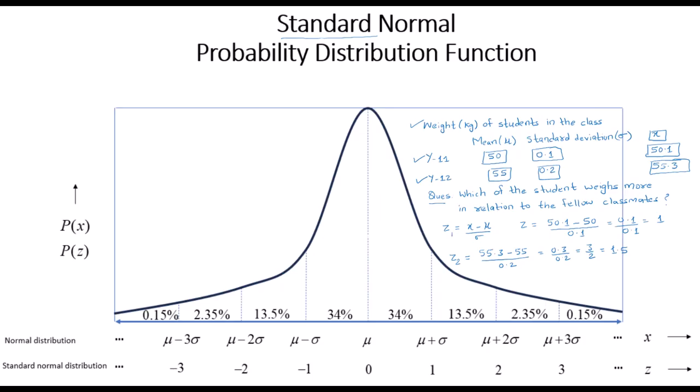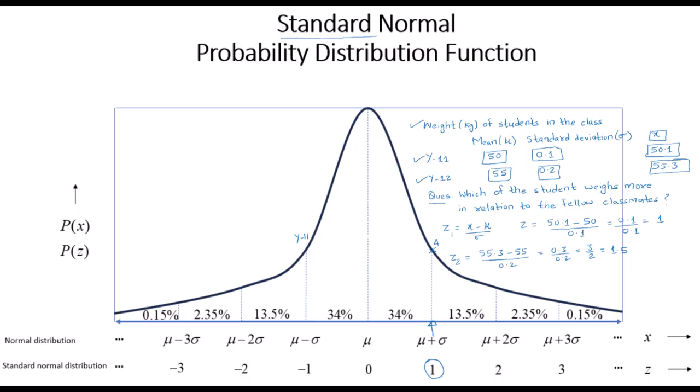Now, if we try to understand with respect to the graph, let's say the normal curve is representing year 11. So the weight of the student, 50.1, has a z value of Z1 equal to 1, which is this value, which is the same as this value. So the student's probability is represented by the point A, and we know that it is one standard deviation away from the mean of data set 1.